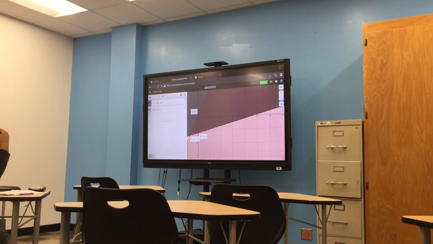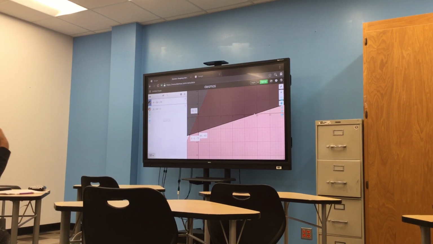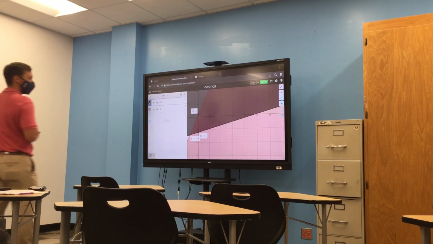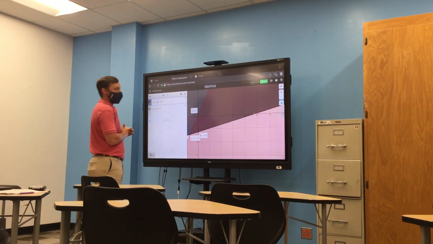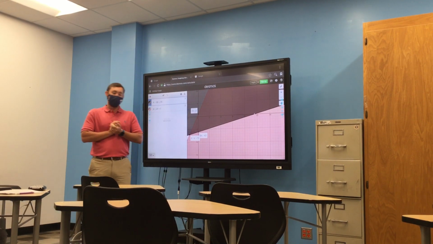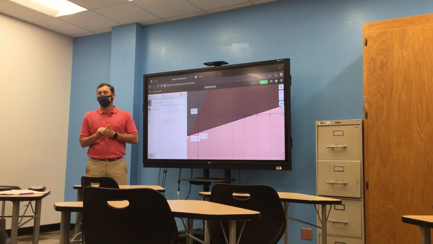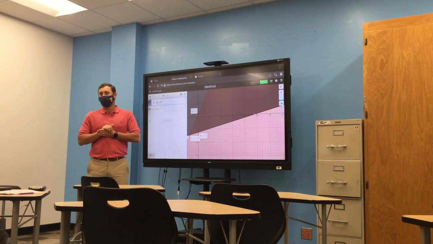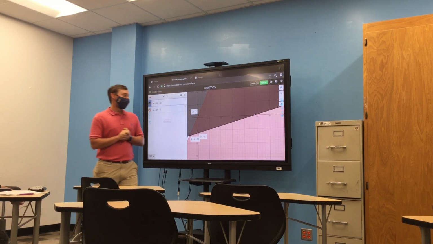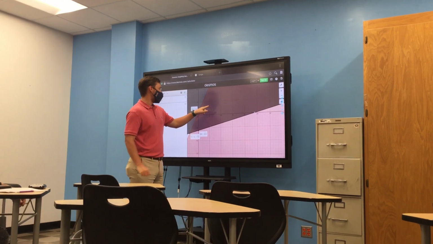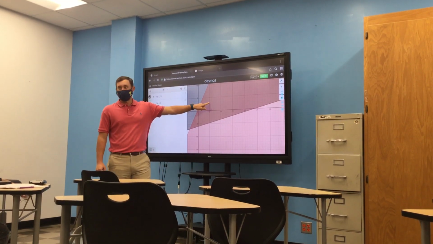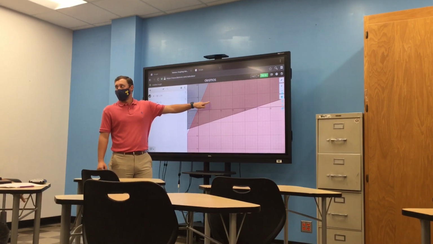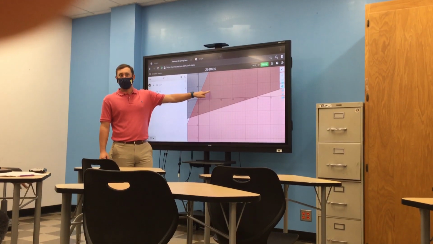All right, so before we stop, I'm looking for a couple of examples of a solution. Somebody who feels comfortable, tell me an example of a solution to this system. We'll check it out. 5, 3. Here's 5, here's 3. So this point right here, is that a solution? Everybody agree, yes or no? Yes. Great job, Jalen.